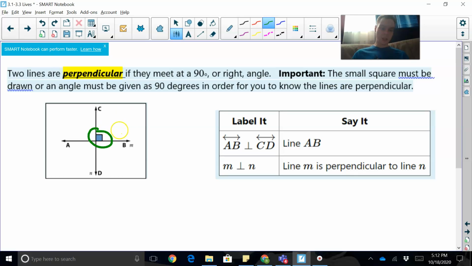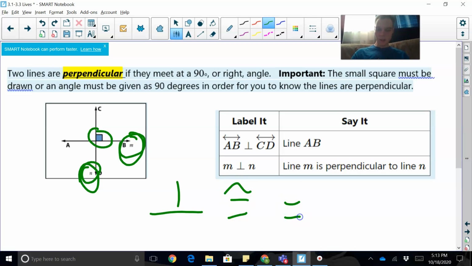Because I give it to you, you can say that line AB is perpendicular to line CD. I can't write all that there in the little box, I've got to begin writing. And line M is perpendicular to line N. Now you need to know that this here is a perpendicular sign. If you see that sign, that means perpendicular. Just like this sign means congruent, this sign means equal, this means perpendicular.